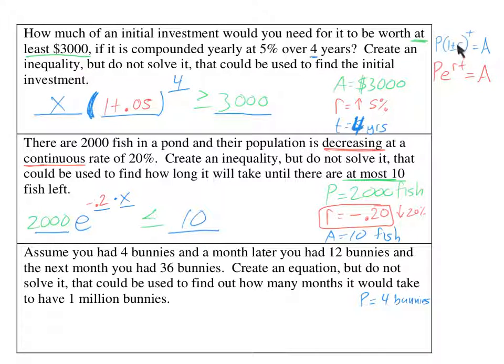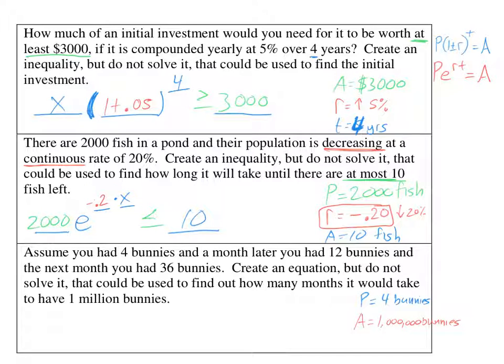All right. Do I know my rate? No, there's no rate in this whole problem. Do I know how much time? No. Do I know my final amount I'm looking for? I do know it's 1 million. So my A value is going to be 1 million bunnies. Okay, but I don't know my rate. How do you find your rate? Well, that's a little tricky here.